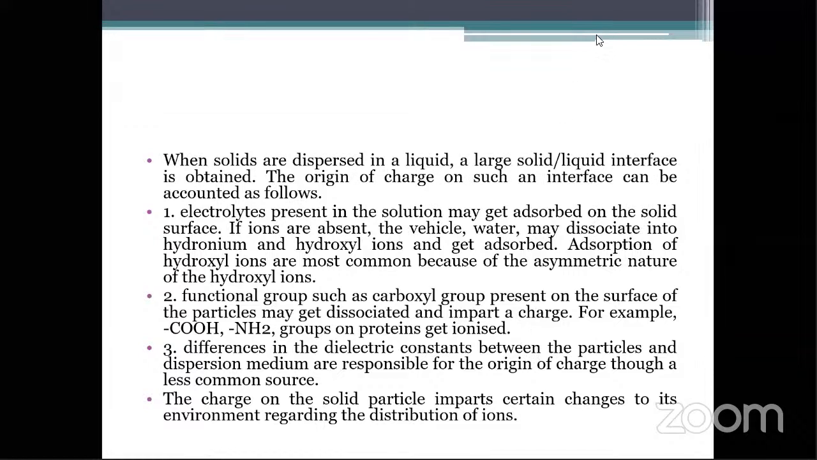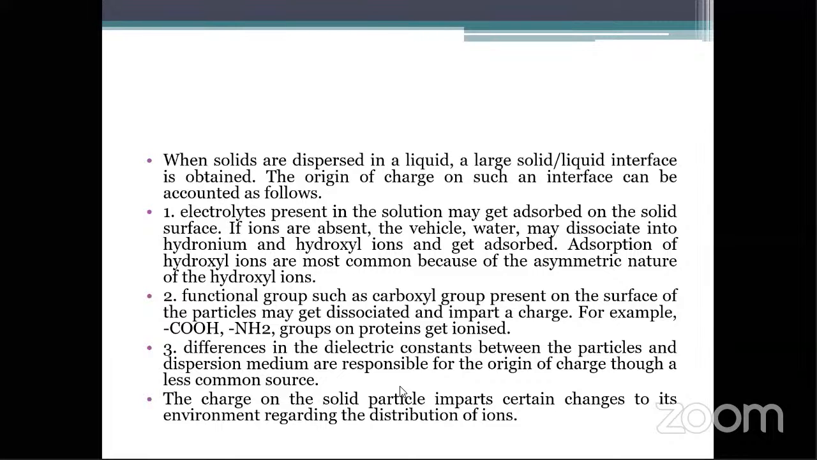So the three reasons are: presence of electrolyte; second, presence of functional groups like carboxyl group and NH2 group; and third, difference in dielectric constant between the particles and dispersion medium, which is responsible for the origin of charge through a less common source.